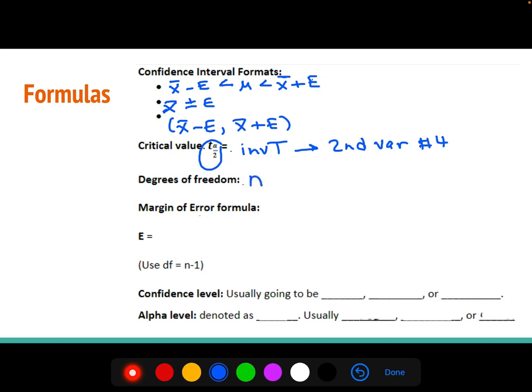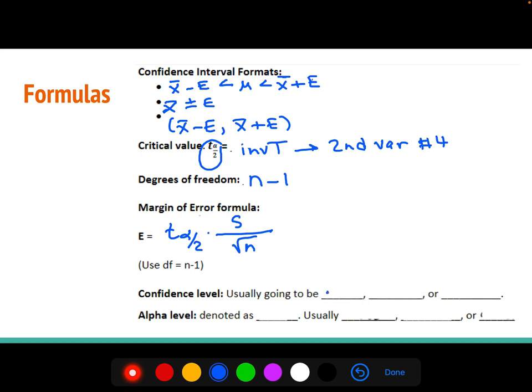You need to know something about degrees of freedom. We're going to use n minus 1. It's the sample size minus 1. The margin of error formula is going to be a little different than the last one. It's T alpha over 2, that's your critical value, times S, that's your sample's standard deviation, over the square root of n.